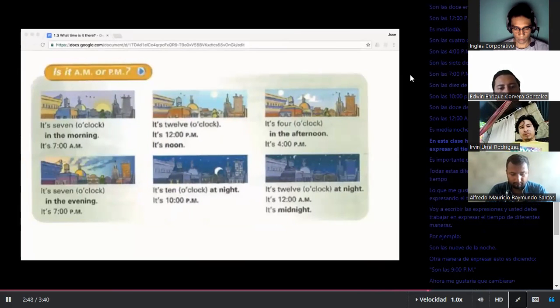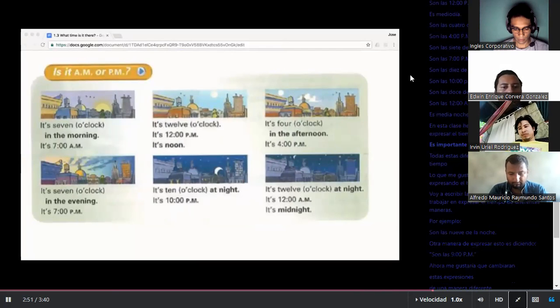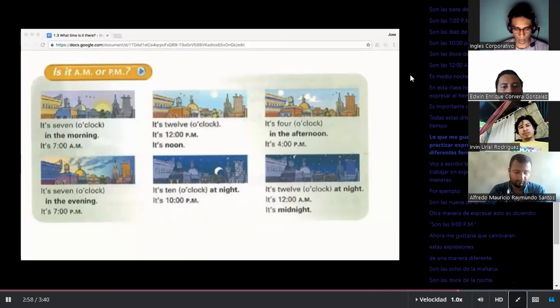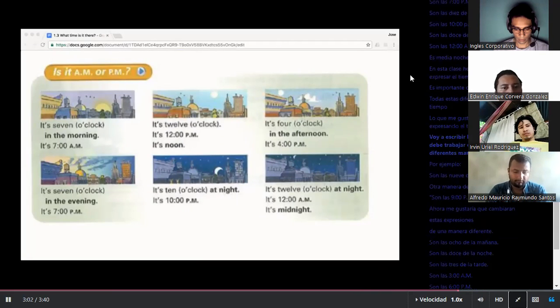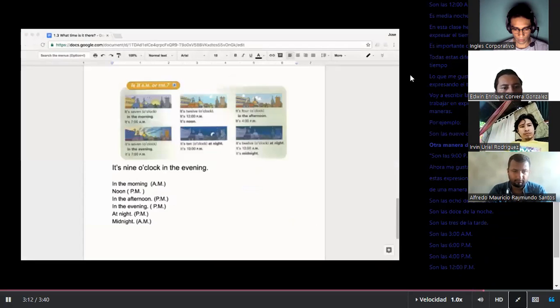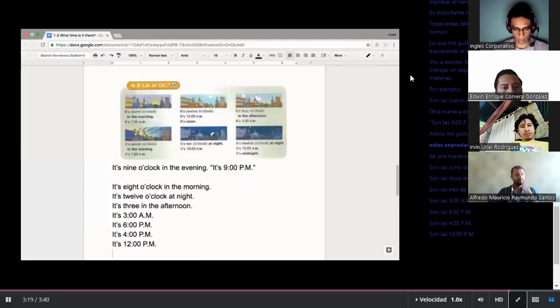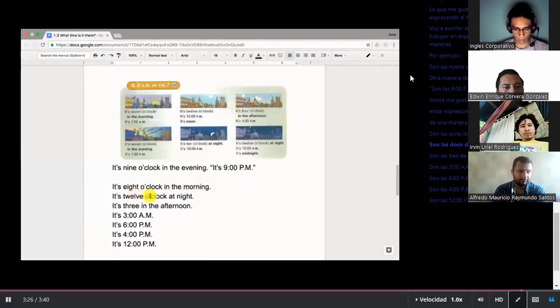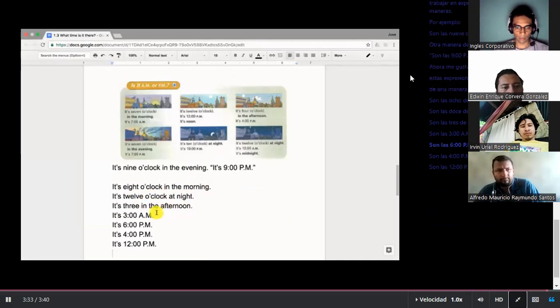In this class, we've covered how to express the time in different ways. It's important that you learn all those different ways to express the time. What I would like for you to do now is to practice expressing the time in different ways. I'll write the expressions and you should work on expressing the time in a different way. For example, it's 9 o'clock in the evening. Another way to express this is by saying it's 9 p.m. Now I would like for you to change these expressions in a different way. It's 8 o'clock in the morning. It's 12 o'clock at night. It's 3 in the afternoon. It's 3 a.m. It's 6 p.m. It's 4 p.m. It's 12 p.m.